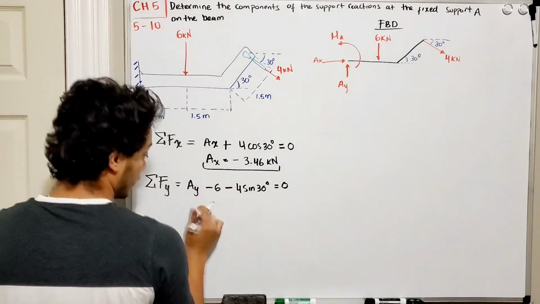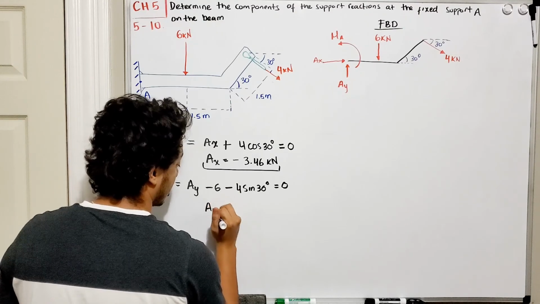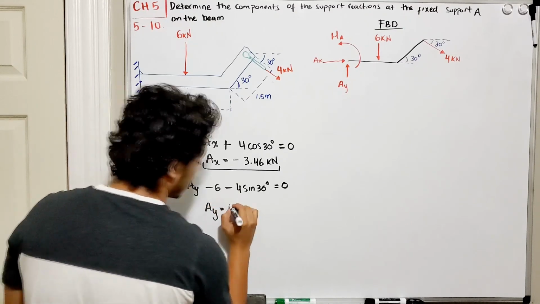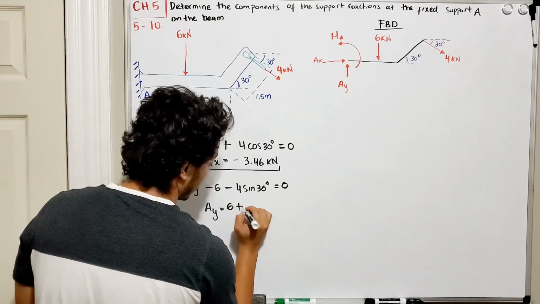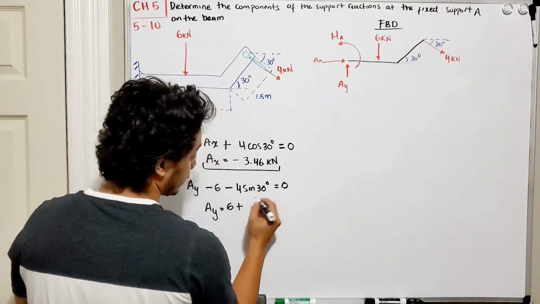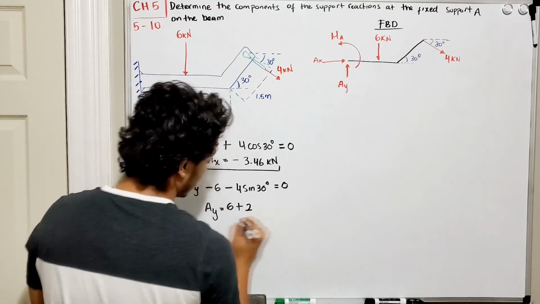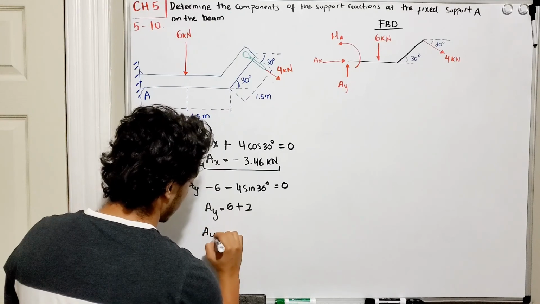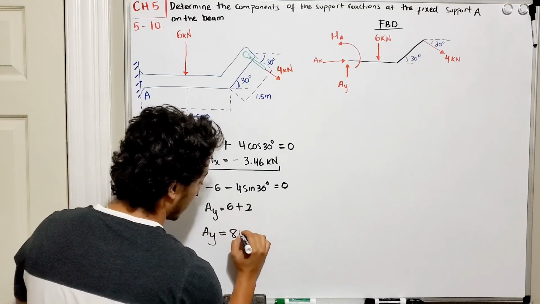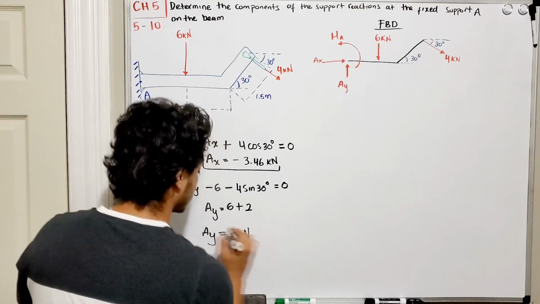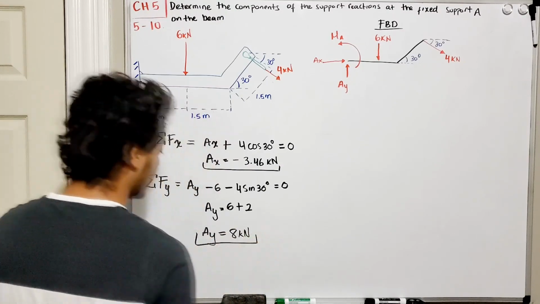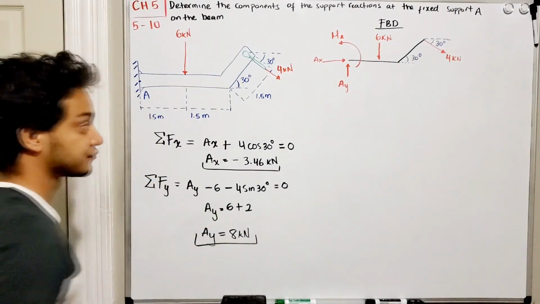Okay, so if I solve for Ay, I'll find out that this is going to be 6 plus 4 sine of 30, which will give me 2. Therefore, Ay will be equal to 8 kilonewtons. Okay, and there we go. We found our reaction in the y direction.